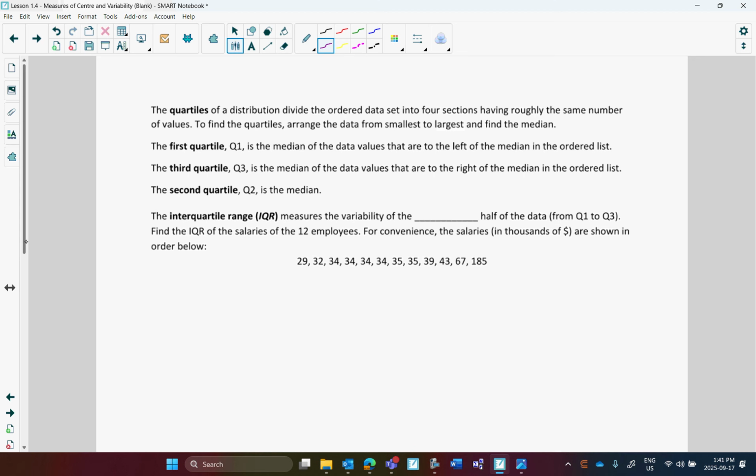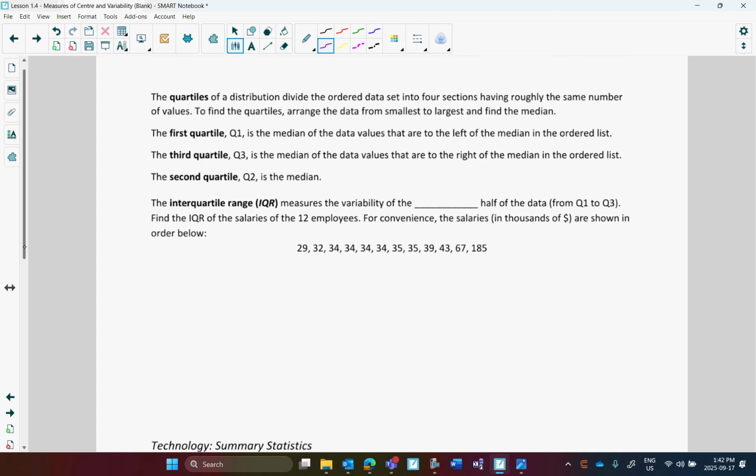So the first quartile is the median of the data values to the left of the median in the ordered list. It's the lower median of the median. The third quartile is the upper median of the median. This will make sense when we go through it. And the second quartile is the median itself.